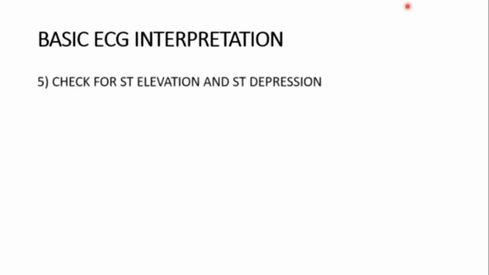Now the last one, check for ST elevation and ST depression. We all know that whenever a patient is having myocardial infarction, the ST can be elevated or depressed. It depends, non-ST elevated MI or ST elevated MI. In pericarditis, all the leads will be elevated. That is the difference from MI. In MI, as I said before, only the specific leads that are damaged will be elevated. But in pericarditis, all the leads will have this ST elevation.